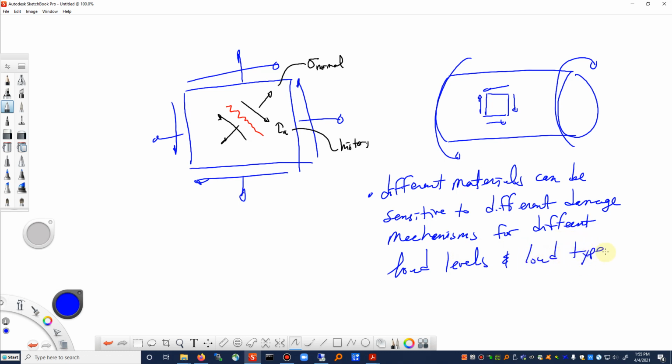Different load types. What this means for us is that we may need to use different damage parameters for different materials. We also may need to use different damage parameters for different types of loading and different loading lives.